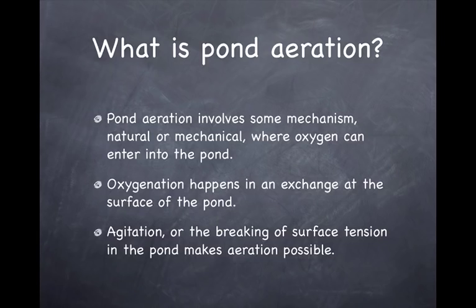And the way that this works is that any kind of agitation or a breaking of the surface tension of the pond will allow some oxygen to penetrate into the water, and then depending on what's happening within the pond itself, if there's any circulation or no circulation, the air may just stay in a very limited area or it may circulate throughout the pond. But it's through the surface itself and through the agitation of the surface in some way that makes aeration possible.